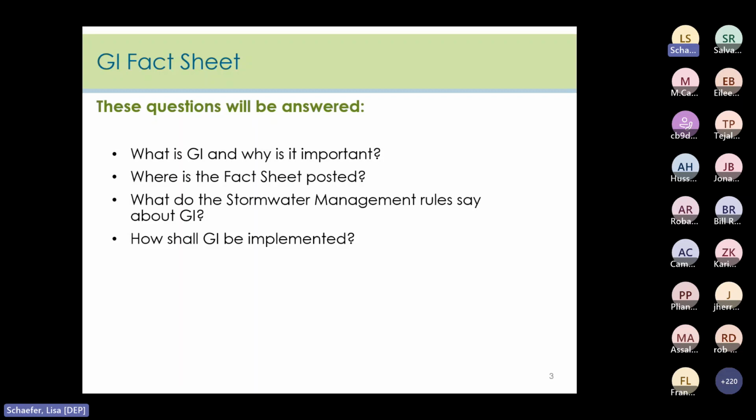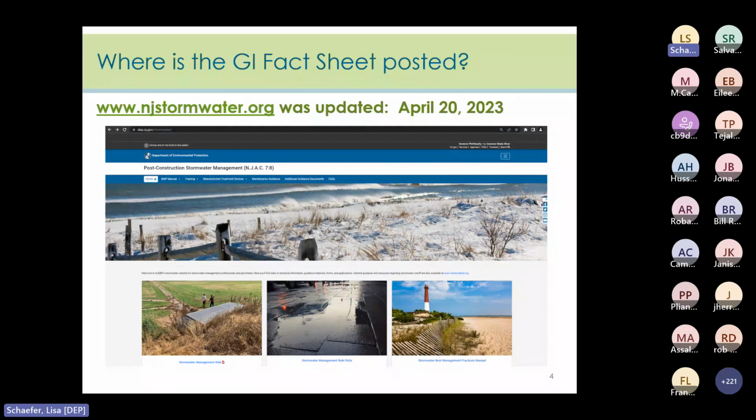Now, there are also co-benefits to using GI, and they include a reduction in the urban heat island effect, decreased energy use, removal of pollutants from the air through greater utilization of vegetation, plus beautification of public spaces and increased property values. So where do we find the GI fact sheet?